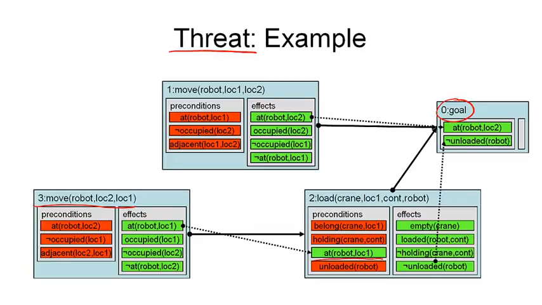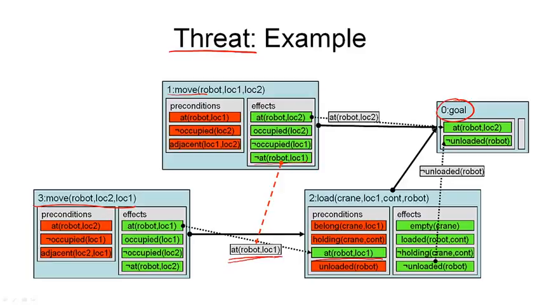Now let us also have a look at the conditions that are protected by the causal links. These are at robot location 2 here, then not unloaded robot here, the two goal conditions that we want to support, and over here it is the precondition of the load operator that the robot must be at location 1 that we're protecting with this causal link. Now the problem is the following. Our first operator, the move action, has a negative effect at robot location 1, which is exactly the condition we're trying to protect down here.